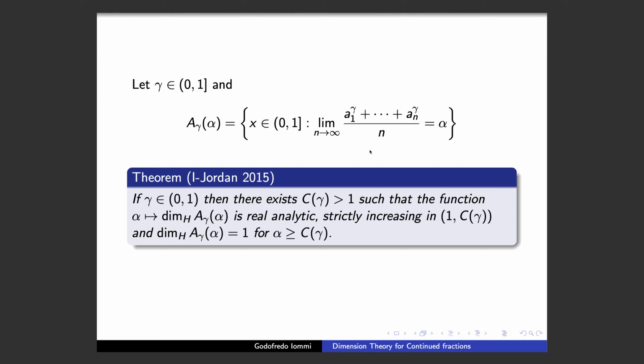So what I would like to stress here is that you have two different types of behavior. In the case of the arithmetic average, you have a very smooth function that increases towards 1. And in this weighted arithmetic average, the situation is different. You somehow hit 1 in finite time, and then you have this plateau where you remain constant equal to 1 from there, for alpha larger than C gamma.